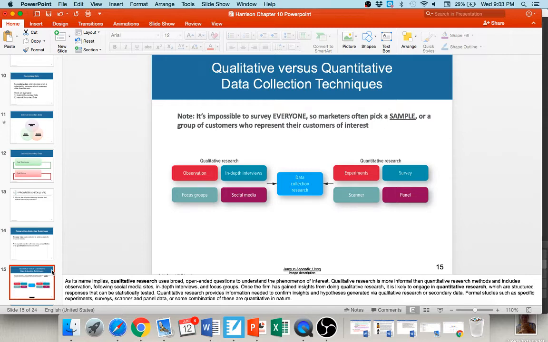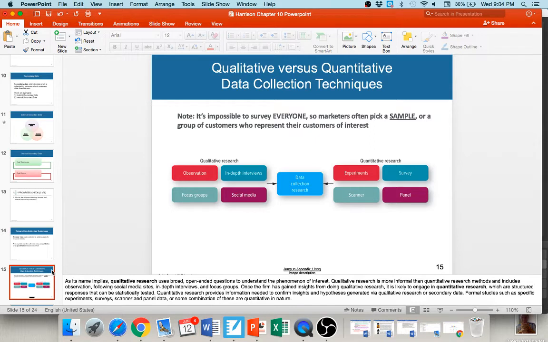Most organizations typically do a little bit of both, a little bit of qualitative and a little bit of quantitative. Usually you do the qualitative stuff first, and then you engage in some quantitative research, and these are usually more structured responses that can be statistically tested. So think about quantitative and numbers. Usually you see stats and numbers that you can use, if you've taken a stats class, to confirm or reject the null and all that good stuff.